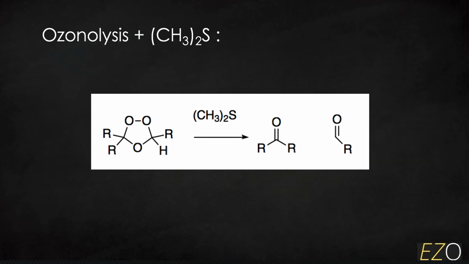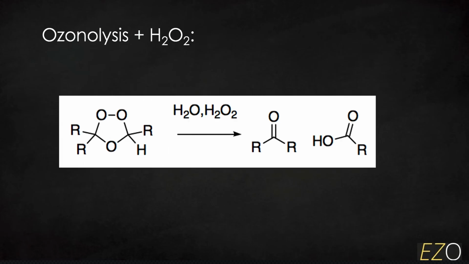Now when this intermediate is treated with (CH3)2S, it will, as described before, create a ketone for this side and an aldehyde for this side. And if you do it with H2O2 and H2O, you will end up with carboxylic acids instead of aldehydes, and you'll still end up with the same ketone.